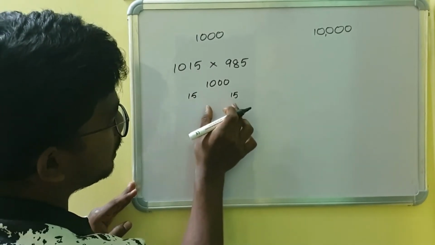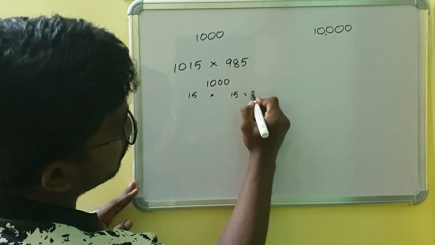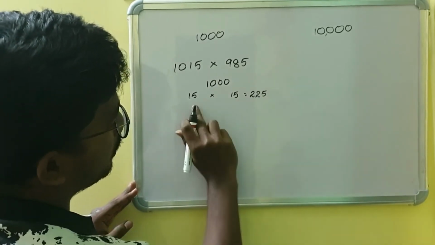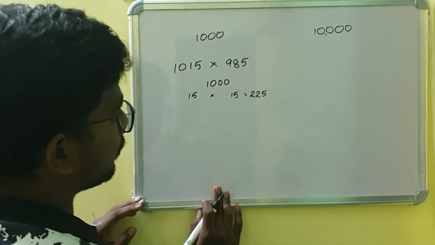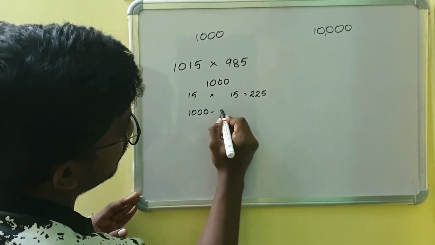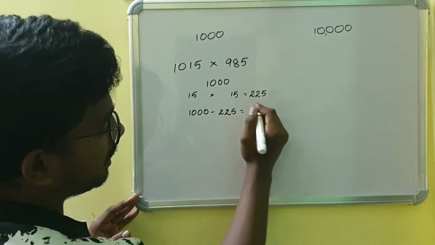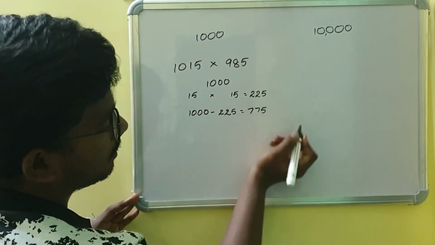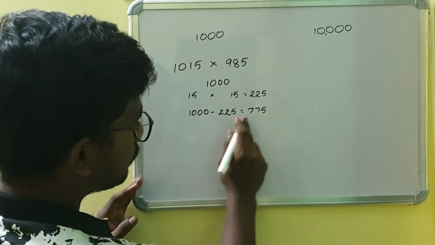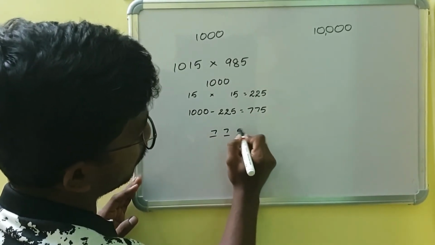After obtaining the differences, we have to multiply both of them. See, 15 into 15 is nothing but 225. Subtract it from 1000 to obtain the last 3 digits of our required value. 1000 minus 225 is nothing but 775. Okay. So we got the last 3 digits of our required value.